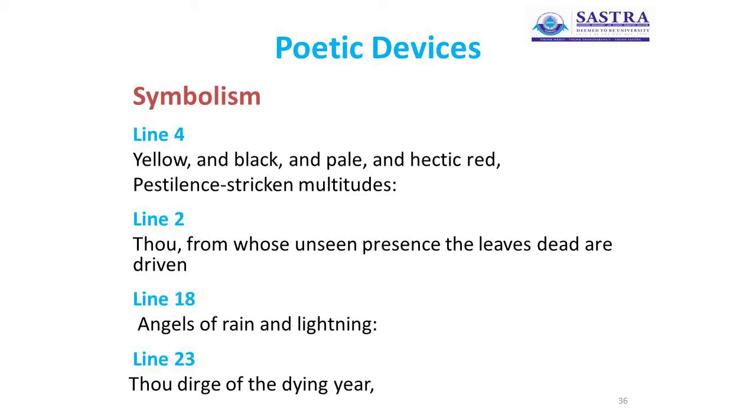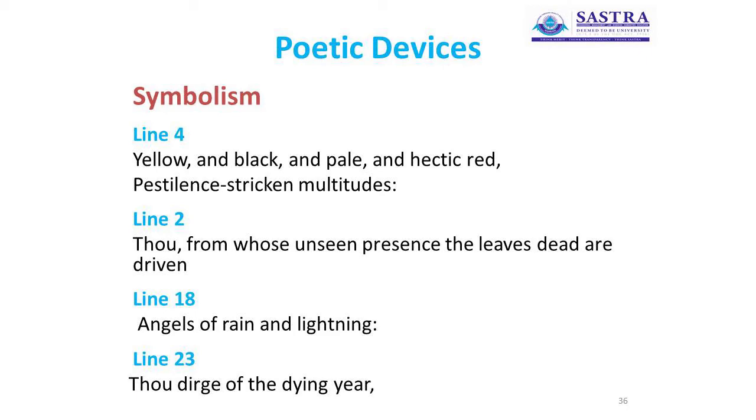Okay, let me move on to another poetic device here, symbolism. This whole poem is a very symbolic poetry. He is addressing the west wind, asking it to be a messenger, but what is he actually meaning by that poem? So, here in line 4 you have "yellow and black and pale and hectic red, pestilence-stricken multitude." So, here he is actually symbolizing the dead feelings or the thoughts in society. So, the whole society is diseased, or the dead or the outdated habits are diseasing the people. So, here he is saying let them be corrected so that they will not be corrupted again.